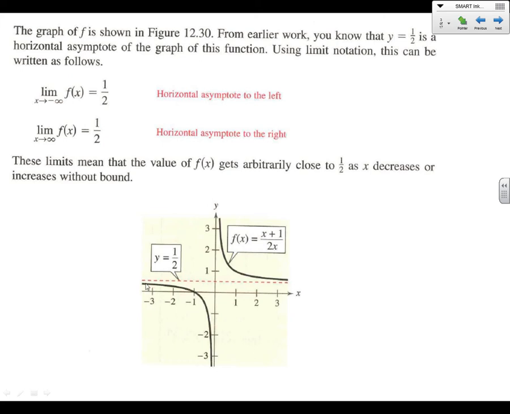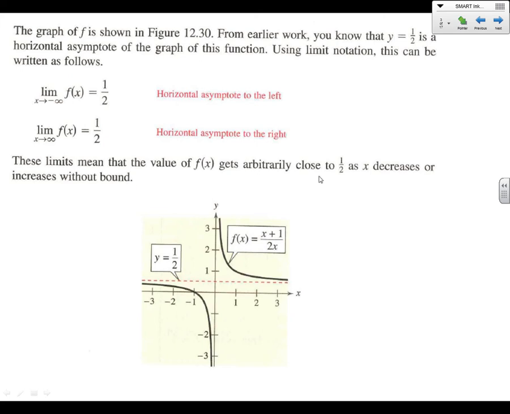All right? And that as we go really, really negative, we're going to get really close to that line. And as we go really positive for x, go way out here, we're going to get closer and closer to this line. All right? So what's happening here is we're finding a limit. The limit as we go to negative infinity is a half. The limit as we go to positive infinity is a half. So the limit as we go towards infinity is a half. All right? So the limit means that the value of f of x gets arbitrarily close to a half as x decreases or increases without bound.